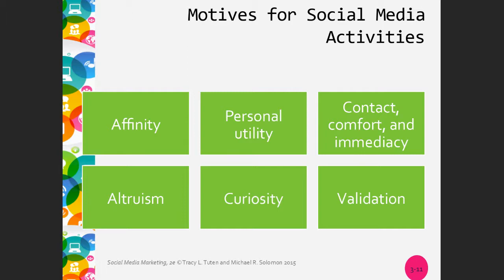Contact, comfort, and immediacy. When you text someone, are you staring at your phone waiting for them to text you back? Or if you text your boyfriend or girlfriend, you feel better when they text you back. Oh, I know where she is. Okay, I know what she's doing. She still cares about me, or he still cares about me, whatever. That's contact, comfort, and immediacy. If you feel like if you haven't checked Instagram in the last 10 minutes that you're anxious and nervous, that might be one of your prime motives for using social media.